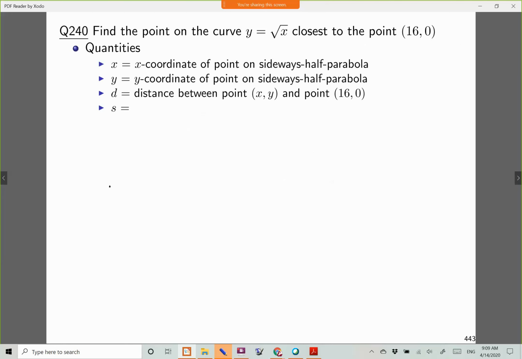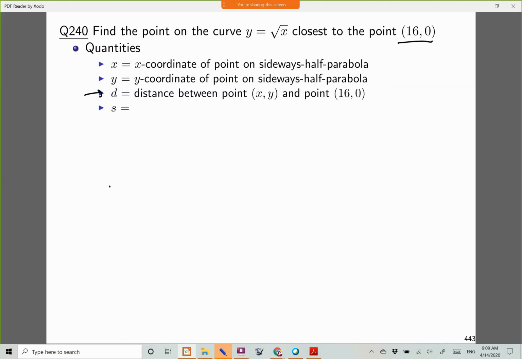So what we're going to do is the following. I identify x as the x coordinate of the point, y as the y coordinate of the point on this sideways half parabola, on this curve, and then d is the distance between the point that we were just talking about here and this point that was provided in the question. So you'll notice in a moment we're going to apply the distance formula between this point and that point.